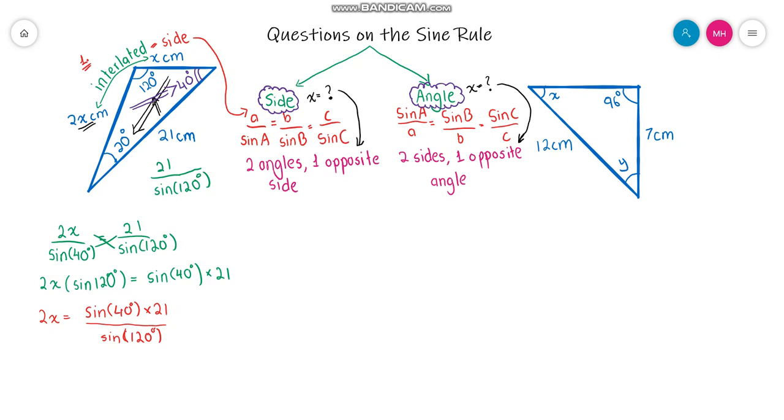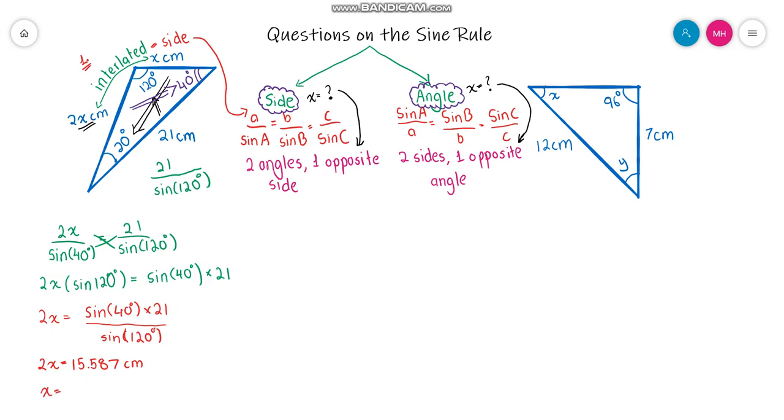Okay, so when we do so, we put a fraction: sine of 40 close brackets multiplied by 21. Then we move to the denominator, sine of 120 degrees, close brackets, and we get that 2x is equal to, rounded to 5 significant figures, since we're still in the middle of a calculation, 15.587 centimeters. So 2 multiplied by x is 15.587.